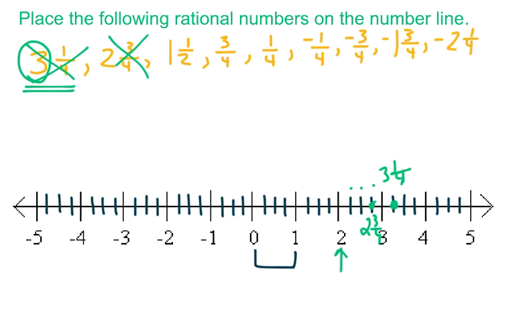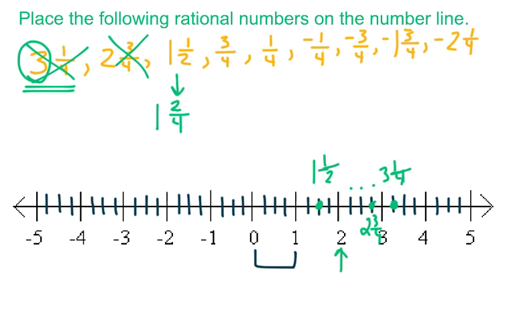3/4. Then I have 1 1/2. 1 1/2 can also be written as 1 2/4. So I'm going to go ahead and find my 1, and then I'm going to find either my halfway point or go over 2/4, and right here would be where my 1 1/2 would be located.